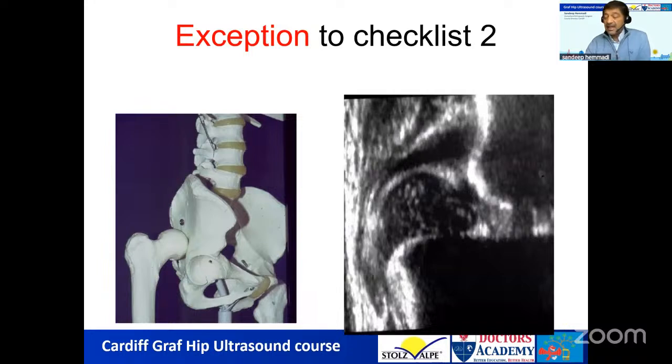And then I was going to mention that exception. There is an exception to checklist 2, as in you can use an image which doesn't satisfy checklist 2 if it is clearly obvious that the hip is decentered. Because in a decentered hip, you will not be able to get the femoral head and all the structures in the acetabulum in one standard plane, because the hip is now outside the standard plane. Okay, that's all I was going to talk about the standard plane.